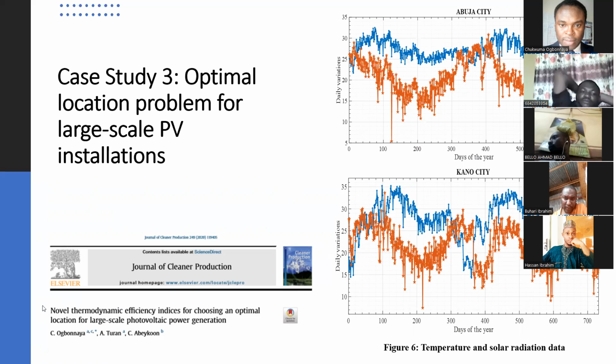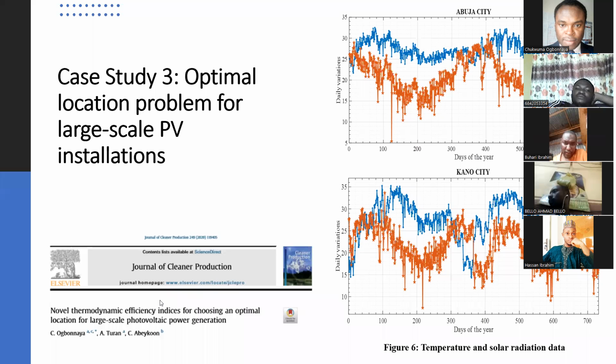This is the third application case study of using this approach. This has to do with determining the optimal location when you are faced with selecting a particular location to install your PV module compared to other locations. So you want to determine a location among several locations to install your PV module. Looking at this diagram, can you guess which location will generate more?